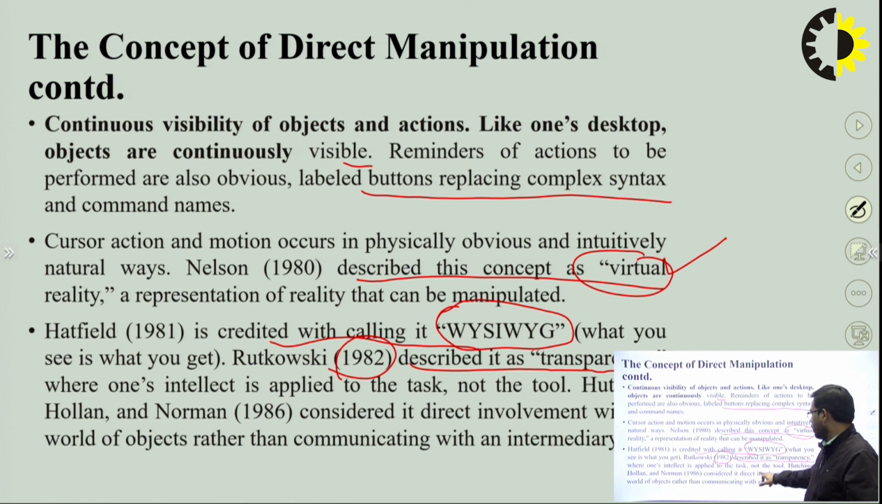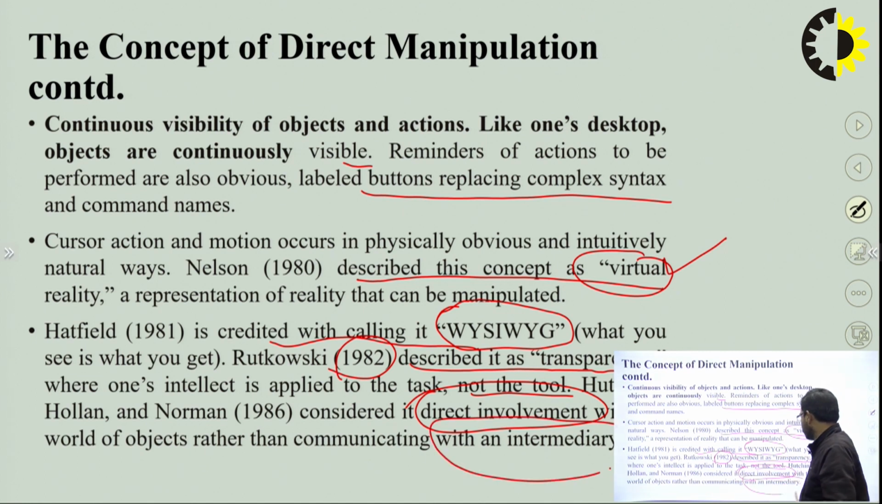not the tools. And next, Hutchins, Hollan and Norman in 1986 consider it direct involvement with the world of objects rather than communicating with an intermediary. So these are some different people's views about direct manipulation.